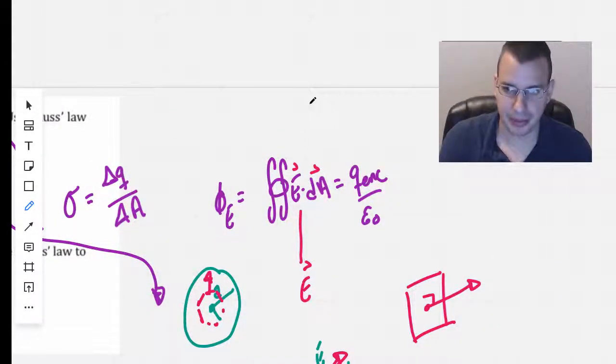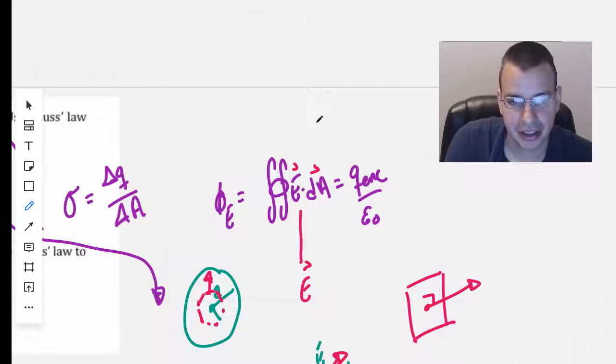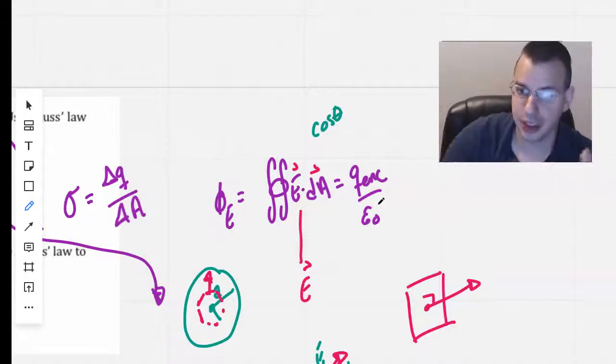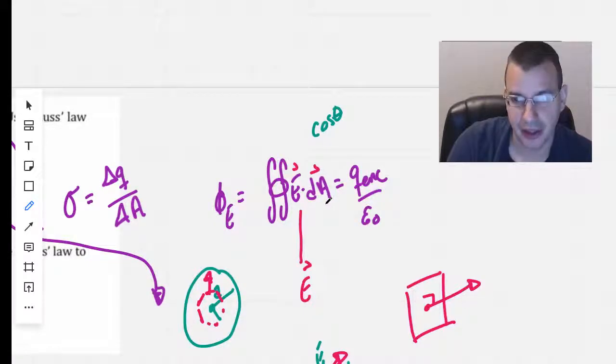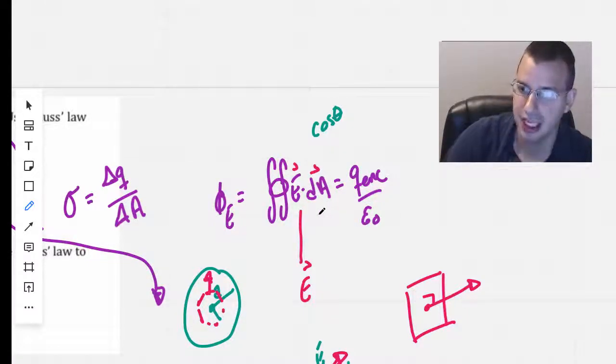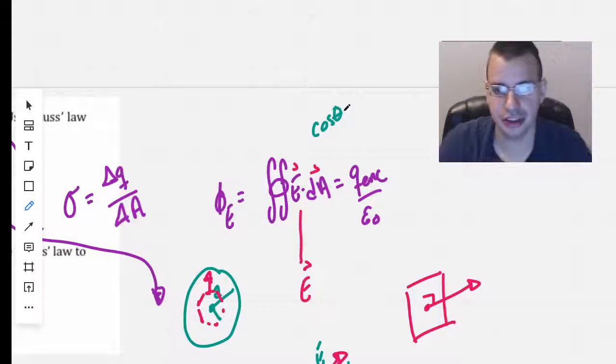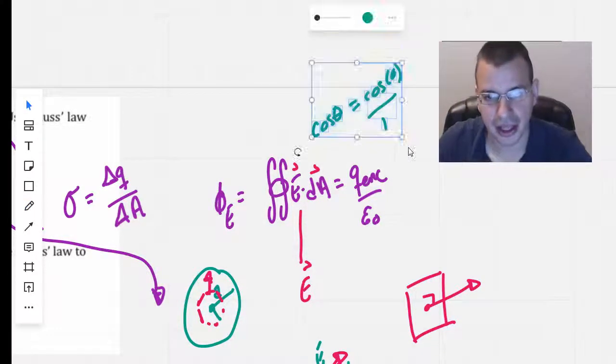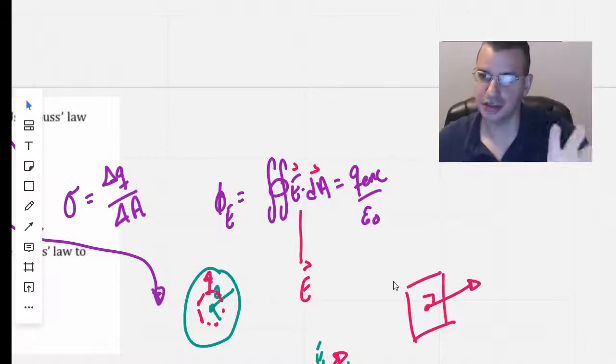Another way of thinking of the magnitude of the dot product is E A cosine theta, where theta is the angle between the electric field and the area. In this case, they're both pointing in the same direction, so this cosine theta becomes cosine of 0, which is 1. So enough background talking justification.